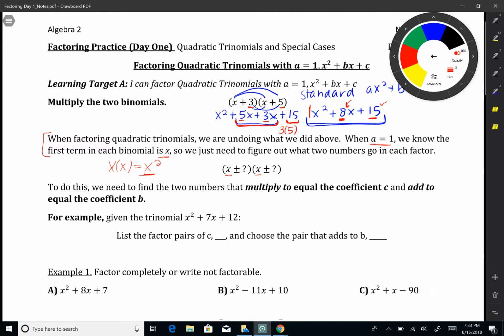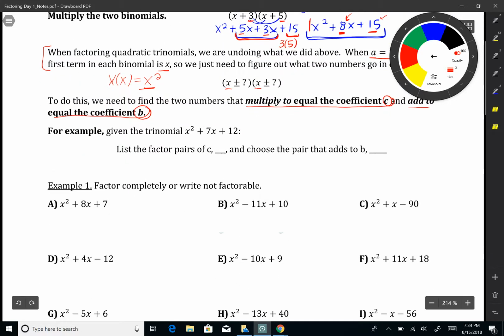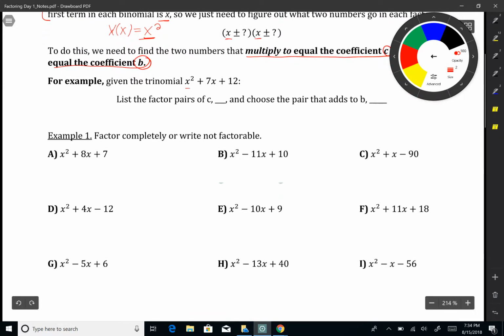So when we're given a trinomial, we need to ask ourselves, what 2 numbers multiply to equal c and add to equal b? So here's an example. The trinomial x squared plus 7x plus 12. C is 12. So list the factor pairs of c, which is 12, and choose the pair that adds to b, which is 7. Now, some of you might be able to do this right away, but I'm going to go super slow. I could take 1 times 12. I could take 2 times 6. And I could take 3 times 4. All of those are pairs that will multiply to 12. But which one of those adds to 7?